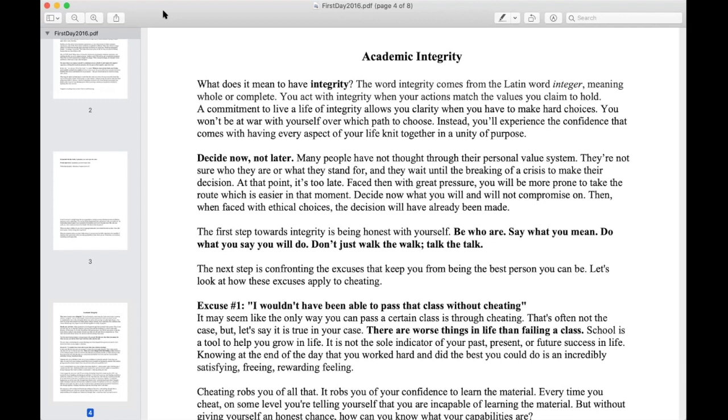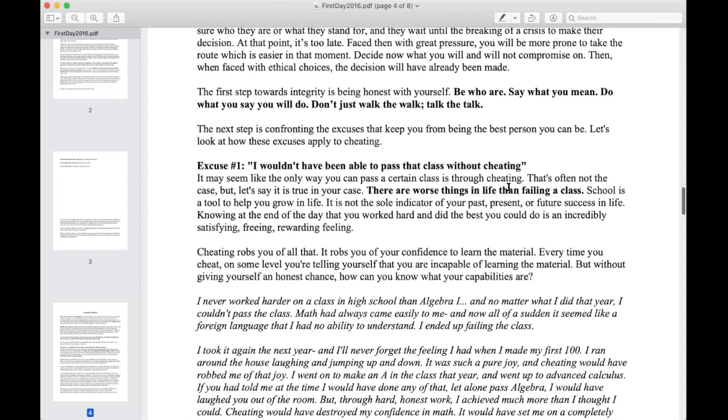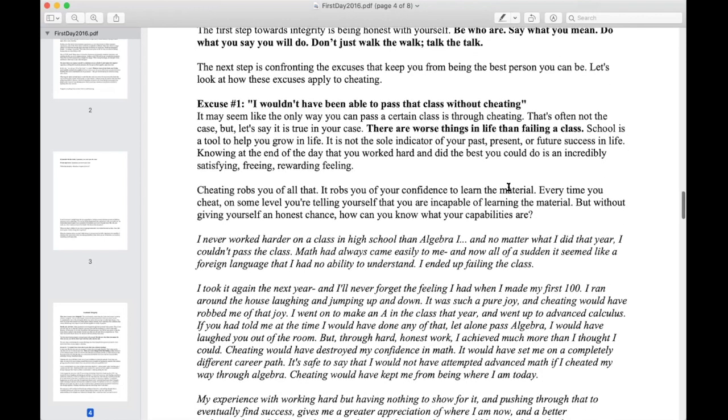And so I want to go through, for cheating, for example, why people do cheat, their excuses for cheating, and why they're not good excuses. And so this handout, for the first one, it says, I wouldn't be able to pass a class without cheating. It's usually not true, especially for high school. I mean, it can happen, of course. People do have to repeat grades or repeat classes, but it's not very common. But even if it were to happen to you all, it's not the worst thing that happened to your life.